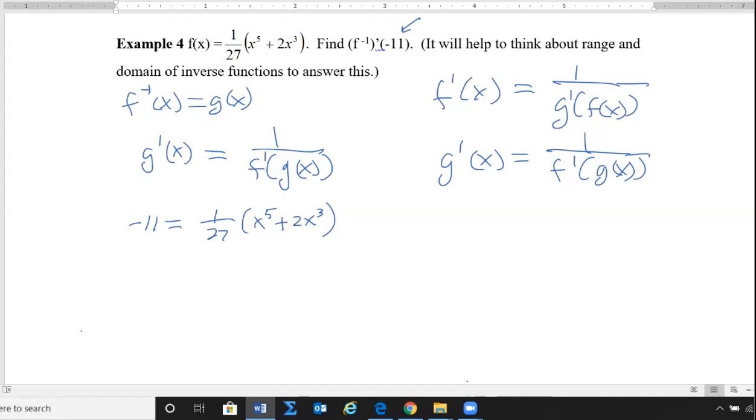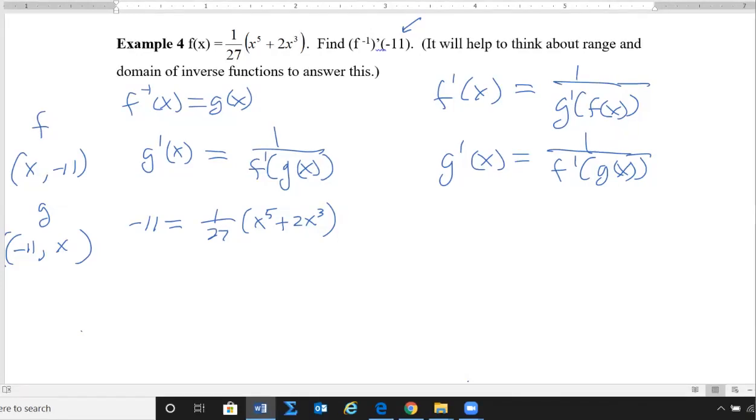of, in other words, we're starting with this, negative 11, and this is f of x. We don't know the x, but we do know that on g, which is the inverse, this would be true. g inverse of negative 11 would be x. So once we find that x, we can use that in our formula here. So that's why we're going to do it this way.